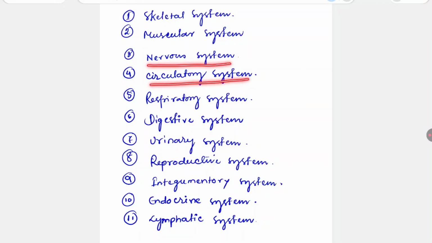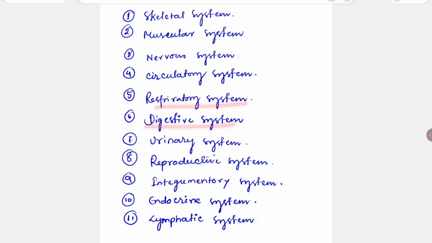Then circulatory system. In the circulatory system we discuss the blood, which means hematology. We will discuss RBC, WBC, platelets, and about the heart also we are discussing here only. Then respiratory system. In the respiratory system we will discuss the lungs, alveoli, and all about our breathing system.